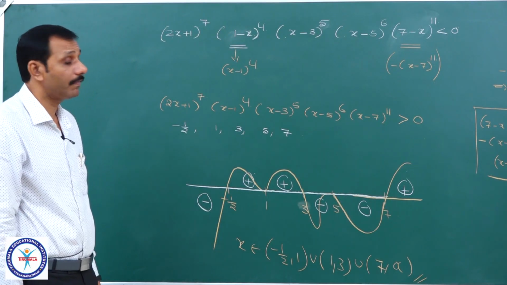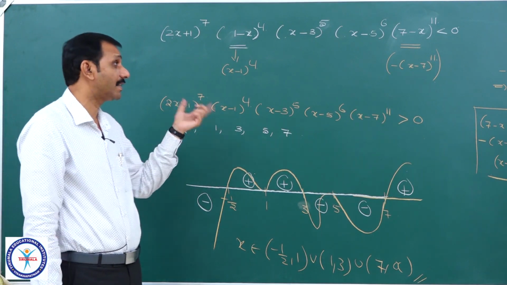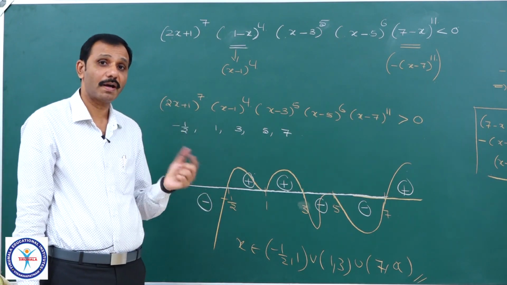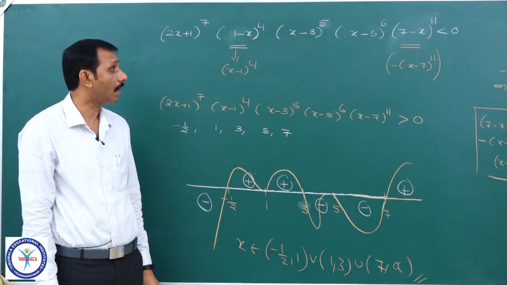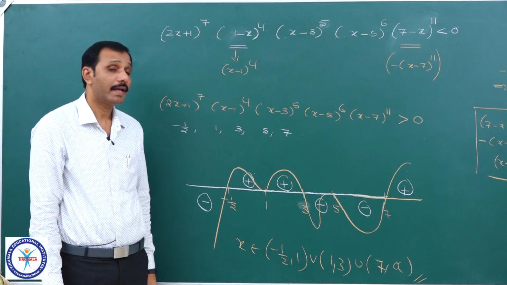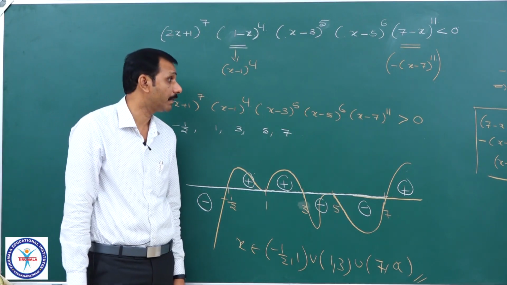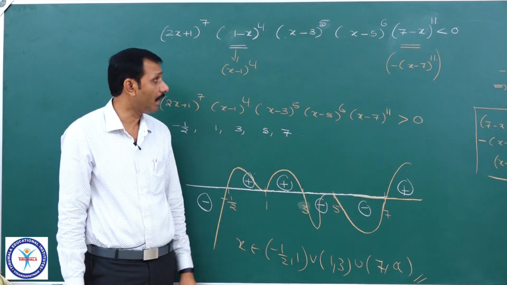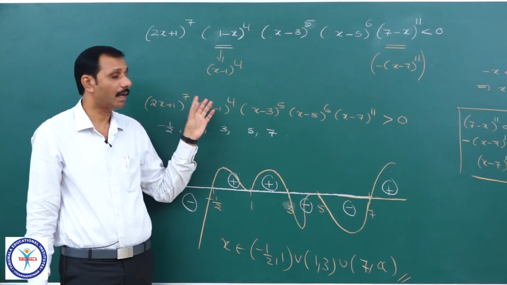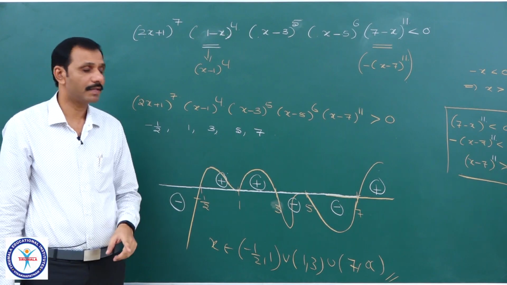And now we will see, if it is of the form f of x by g of x greater than 0 or less than 0, how to find the intervals, or how to find the solution set of a rational function of the form f of x by g of x. We will see. Hope you understood this one. If you are comfortable with this one, f of x by g of x will become very easy. We can do it.